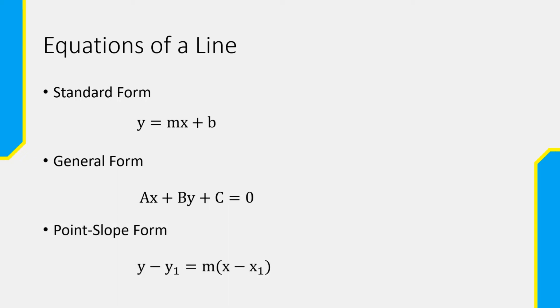And lastly, the point-slope form equation of a line, which is y minus y1 equals the slope m times x minus x1. This equation defines the line in terms of its slope m and a known point, given by the coordinates x1 and y1.